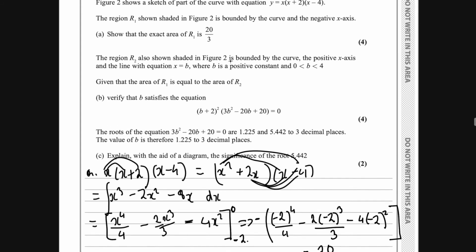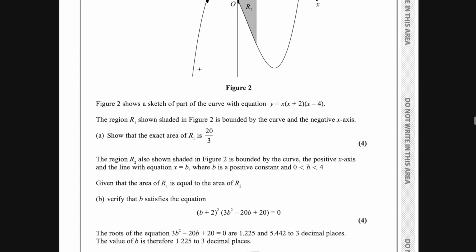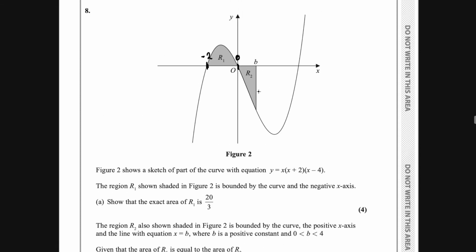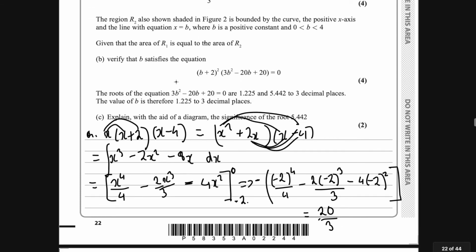For part B, we have to digest some more information here. We're shown that the region R2, so this region here below the x-axis, and that's going to be quite important as we move on with the question, also shown shaded in figure 2, is bounded by the curve and the positive x-axis, and a line with equation x equals b, where b is a positive constant. Given that this area here, R1, is equal to the area of R2, we're asked to show that b satisfies the equation that we can see here.